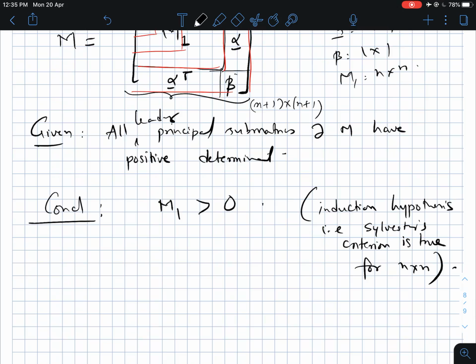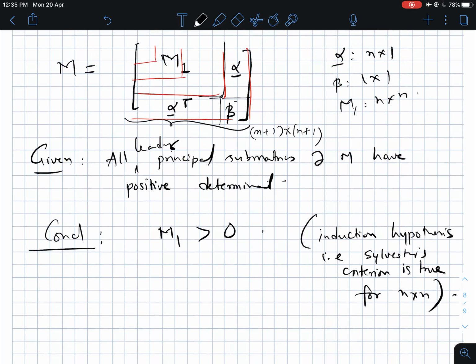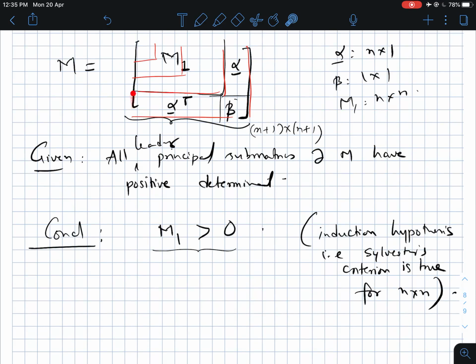Okay, that's where this is coming from. So M1 is positive. That's fantastic, right? In addition to the information that I already used here, what is left? The piece of information that I did not use yet is that this overall matrix also has a positive determinant. I already used the fact that these matrices have a positive determinant to conclude this.